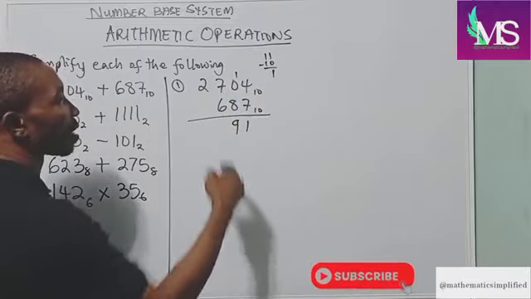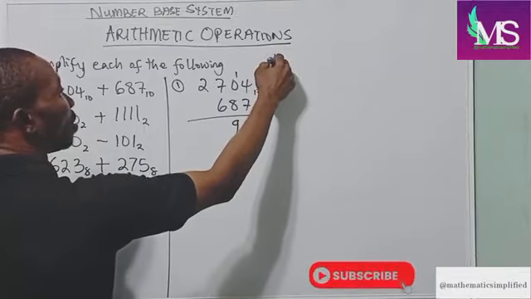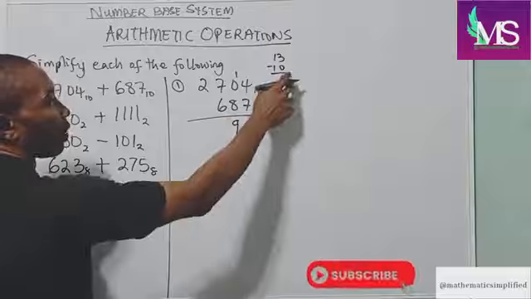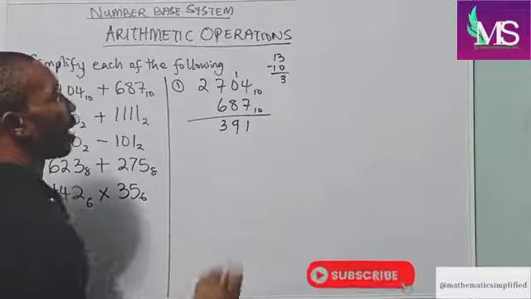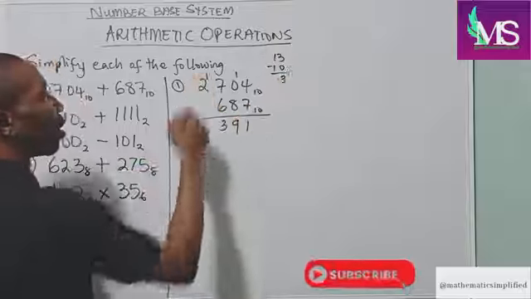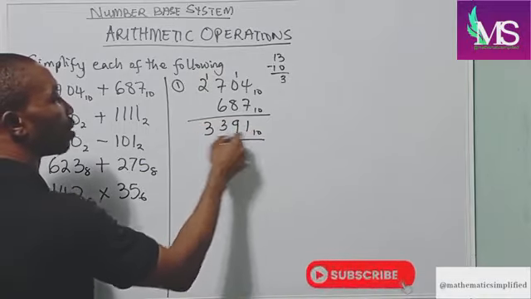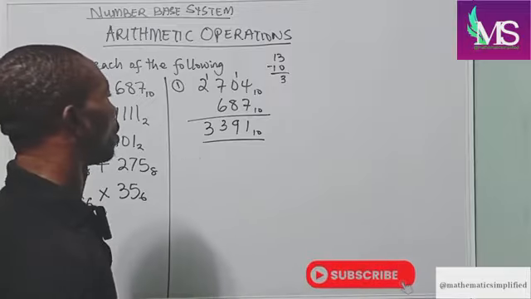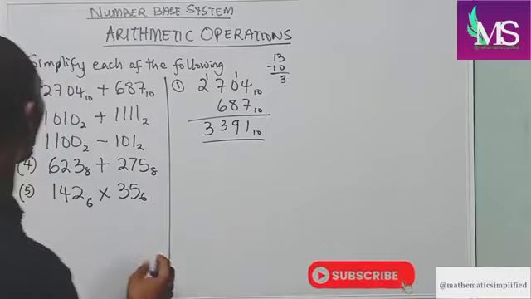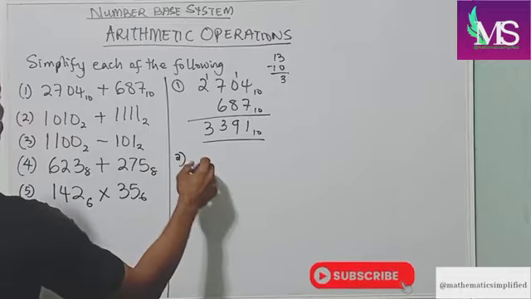7 plus 6 is 13. So that will be 13 minus 10, which will give us 3. So we have a remainder of 3. So we write down 3. How many times is 10 going into 13? 1. So we carry 1. 2 plus 1 will give us 3. So this will be 3391 base 10.